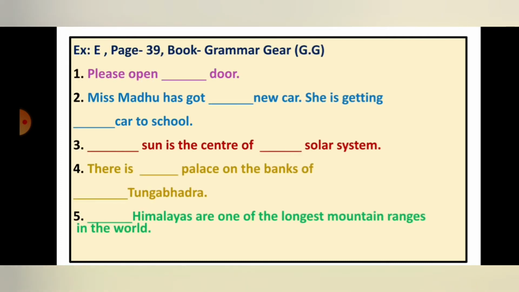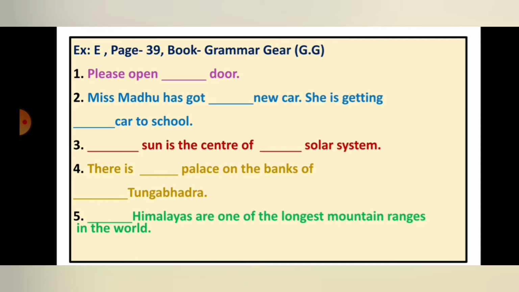So my dear students, I know that you love to do the book work very much. So let's start our today's book activity, and you have to keep the book in front of you. This book activity is exercise E, which is in page number 39 in your Grammar Gear book. I hope your book is in front of you and you have taken one pen with you so that you can write the answers in your book also.